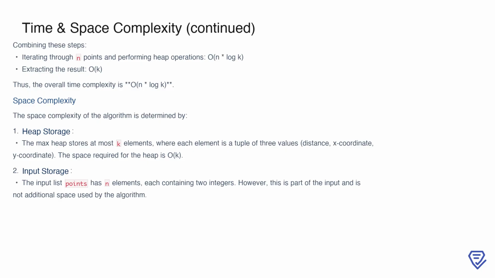However, O(k) is much smaller compared to O(n * log k) when n is large, so it doesn't affect the overall complexity. Therefore, the time complexity of the algorithm is O(n * log k).